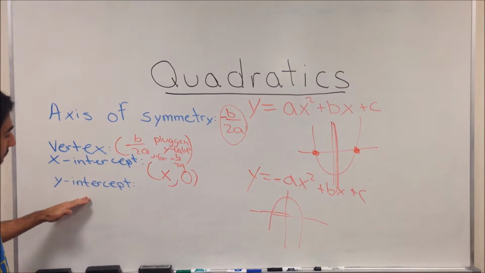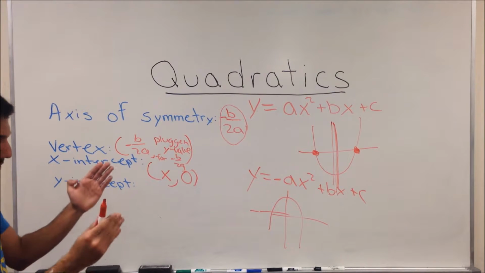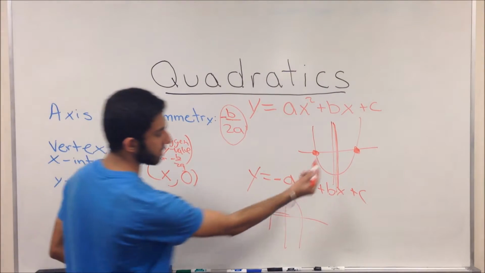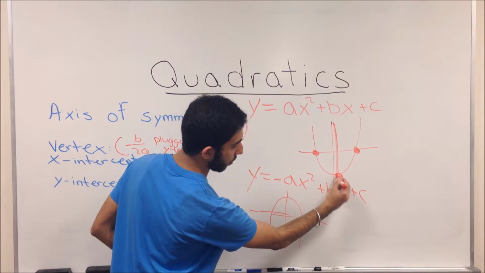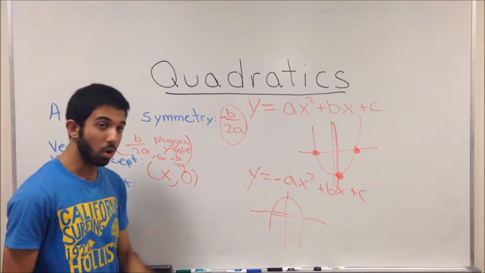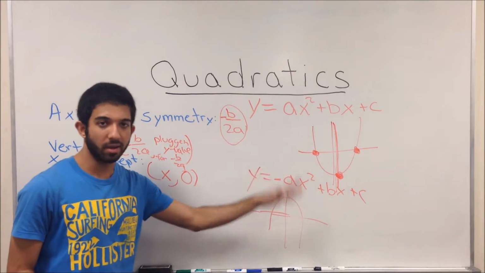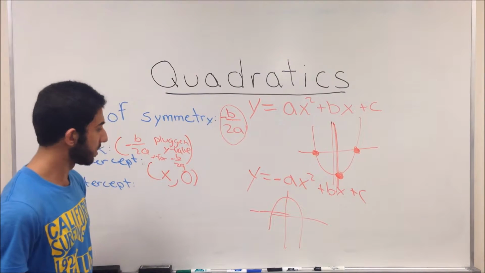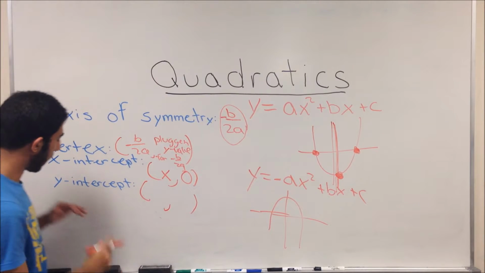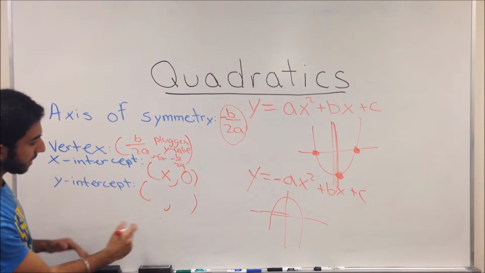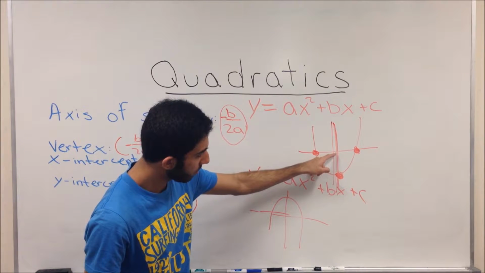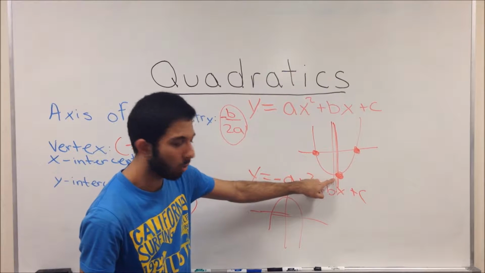Your y-intercept is the place where the quadratic equation intersects the y-axis. So when you look at this example, it intersects right here where your y-axis is. Every quadratic equation has one intersection with the y-axis, and that's why you have only one y-intercept. So for the y-intercept, you have to plug in 0 for your x value, and then you will go down to your y value.